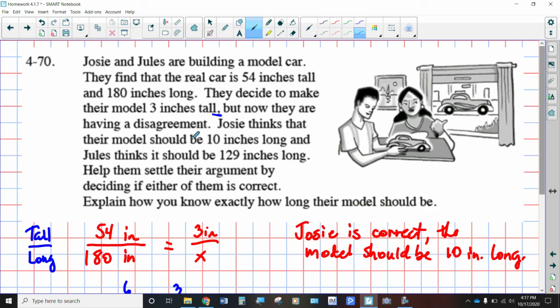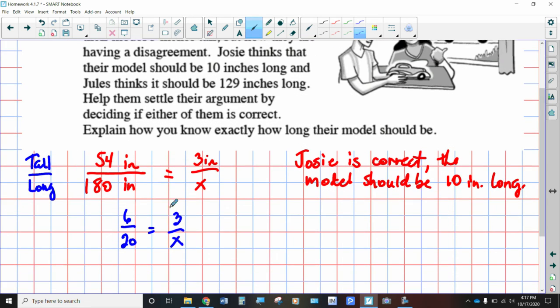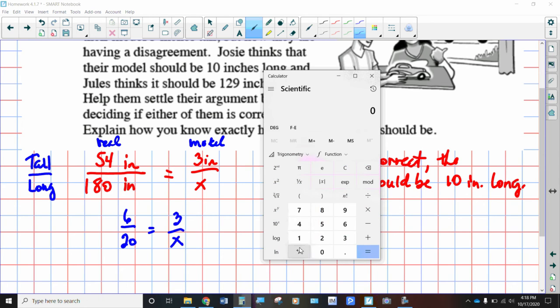All right, so when we're talking about scale models, you're talking about proportional reasoning. So we are going to set up a ratio where you've got the height of the car in real life over the length of the car in real life. And we're going to have that correspond to the height of the car in the model with the length of the car in the model. So this would be proportional reasoning according to a scale factor. And what is that scale factor? It looks like from going from the model to the real, what is 54 divided by 3?